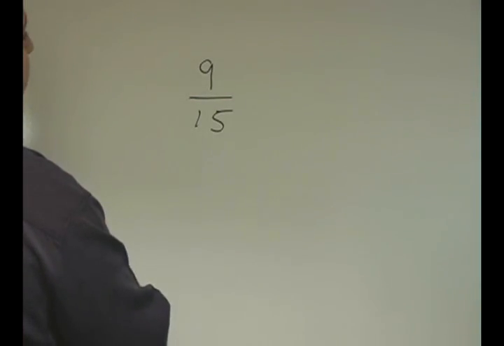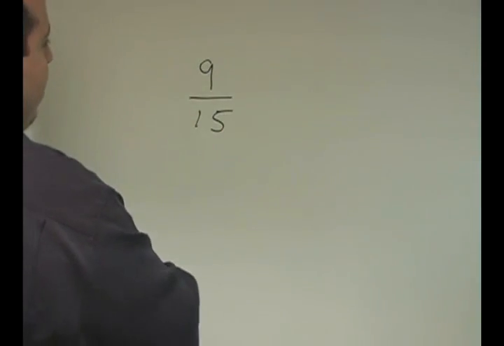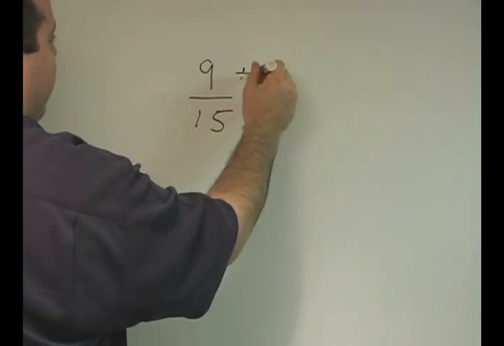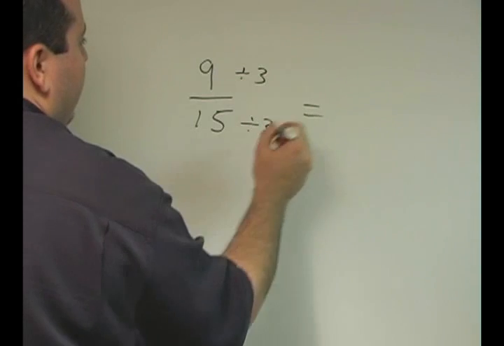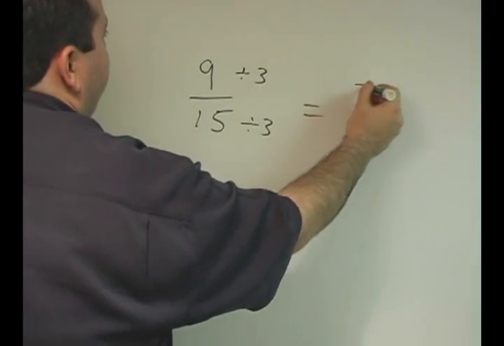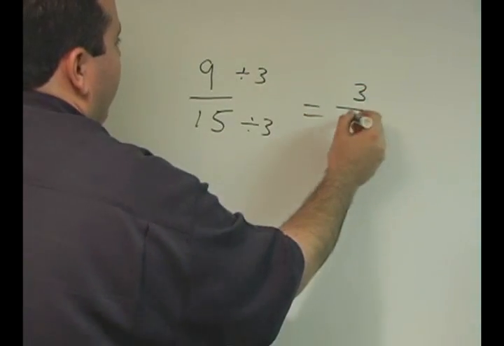If you look at it long enough, you will see that 3 goes into both of these. So what I can do is divide the 9 by 3, divide the 15 by 3, and if I divide the 9 by the 3, I get 3. If I divide the 15 by 3, I get 5.